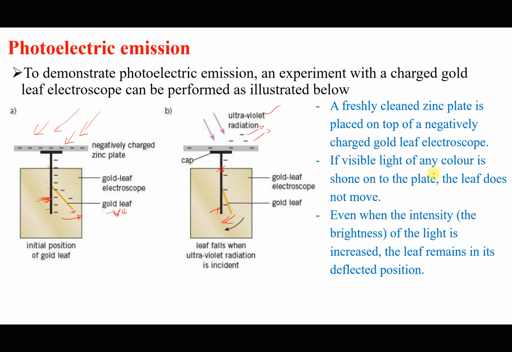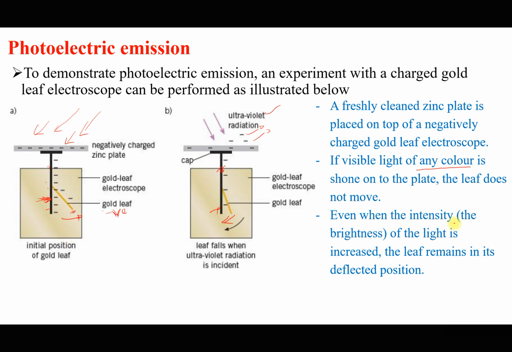But if visible light of any color is shone on the plate, the leaf is seen not to move at all. Why? Recall the definition of photoelectric emission. Electrons are only released when electromagnetic radiation has high enough energy. So for a zinc plate illuminated with visible light, we don't see the gold leaf collapsing, which means visible light does not have enough energy to cause electrons to be emitted from the zinc plate.